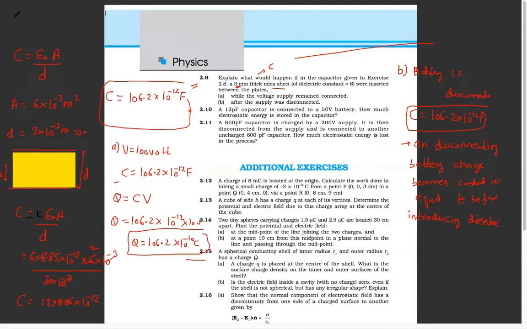So see, earlier your capacitor had air between the plates. Capacity was epsilon naught A by D. We calculated the charge using C. Then he inserted a dielectric slab between the plates of the capacitor, but the battery is disconnected now. Once you have disconnected the battery, charge will become constant, meaning the charge will remain the same as before the introduction of the dielectric slab. What was the value of charge in the last section?